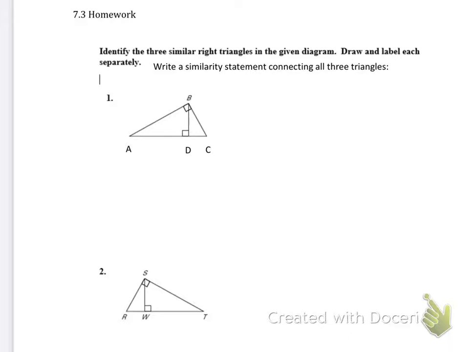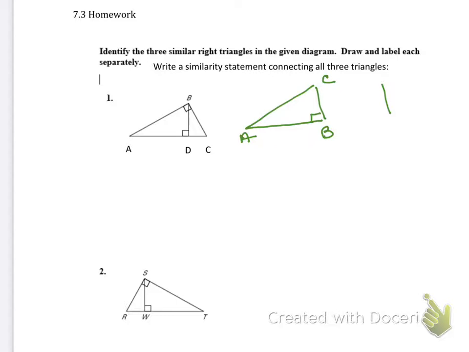Okay, so here it says identify the three similar right triangles in the given diagram, draw and label each separately, and write a similarity statement connecting all three triangles. Okay, so we're going to do number one together, and then you'll be able to do number two. So what I'm going to do is draw the big triangle in this orientation. This is going to be B, this is going to be A, and this is going to be C. So you see I just flipped it over? Then grab the medium sides. Maybe I'll change colors as I do that.